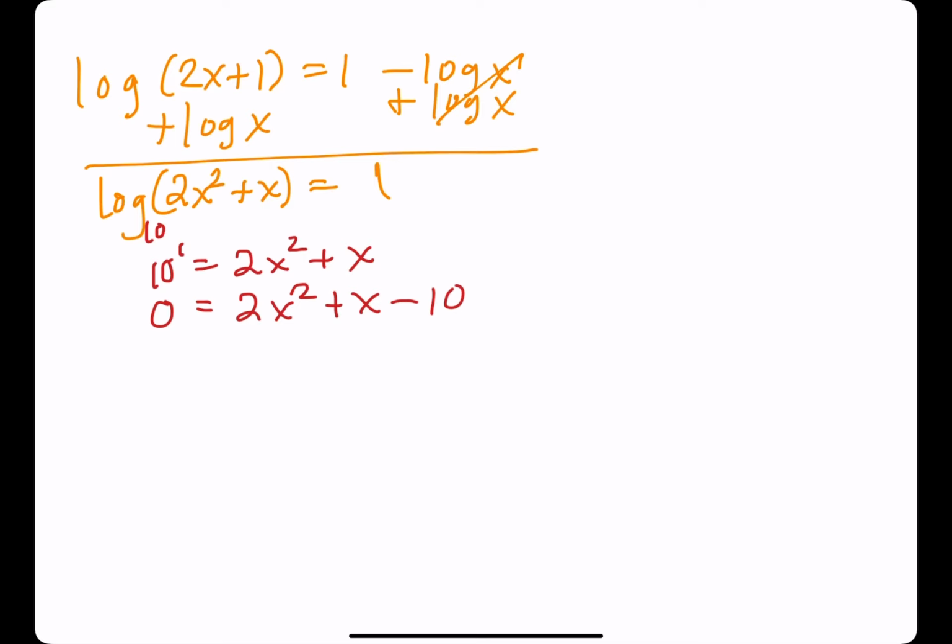I'm going to move my 10 to the other side, and I'm going to factor this one. So I'm trying to make a 20 here. I'm going to have to use a plus 5 and a negative 2. So it looks like my values are going to be negative 5 halves and 2.